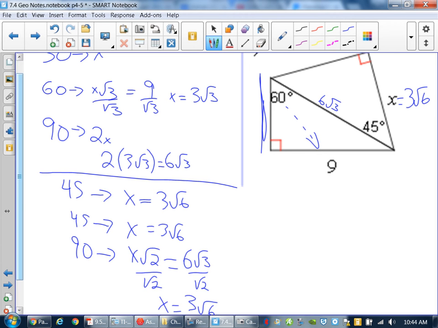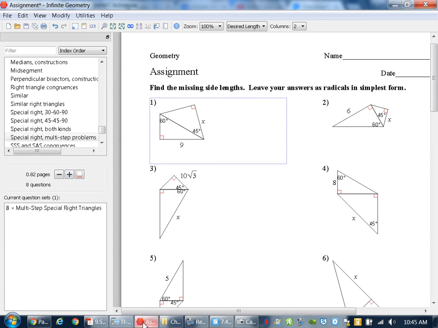All right, let's try another. Wait, how did we jump to the next one? See how we got from across from the 60 was 9, which meant that across from the 90 was 6 root 3. Now that's across from a 90 and a 45, which means it jumps to here. So you're going from both parts. Okay. Let's try another one.